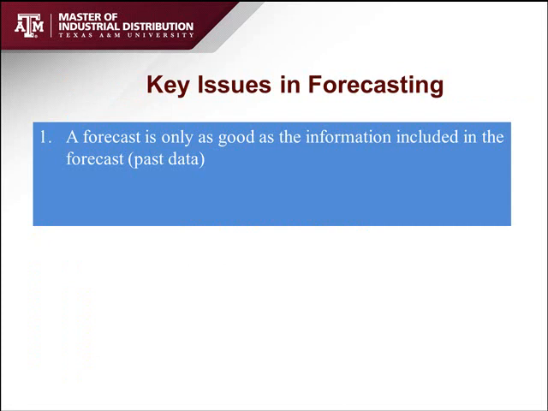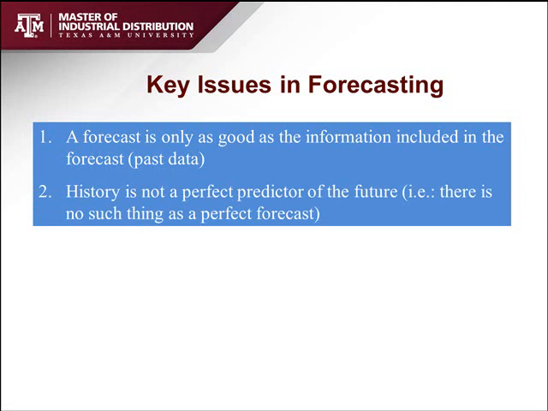There are some key issues related to forecasting. The first one is a forecast is going to be as good as the information you provided for the forecast itself. More specifically, the past data you use in these calculations. The second one you need to be aware of is that what we are using is the past data, and we are assuming the past is going to be some kind of an indicator of the future. This may or may not always be true. So when you do forecasting, you need to be aware of that fact.